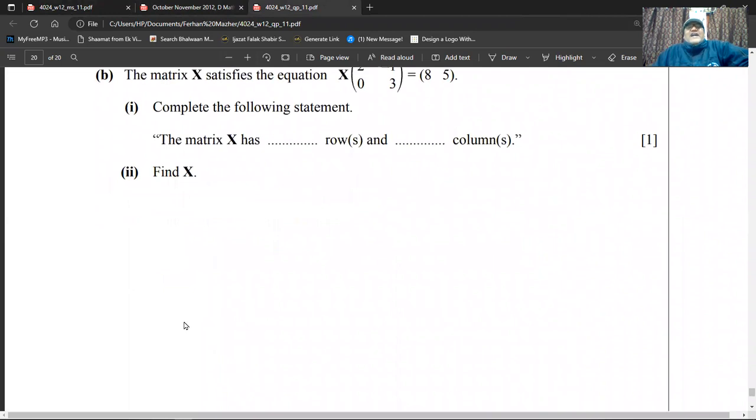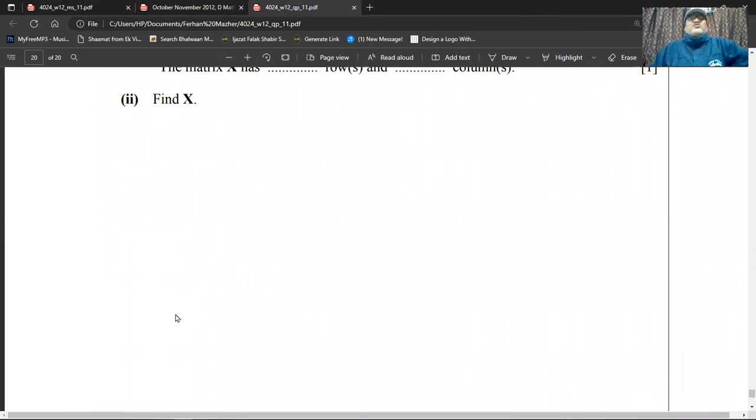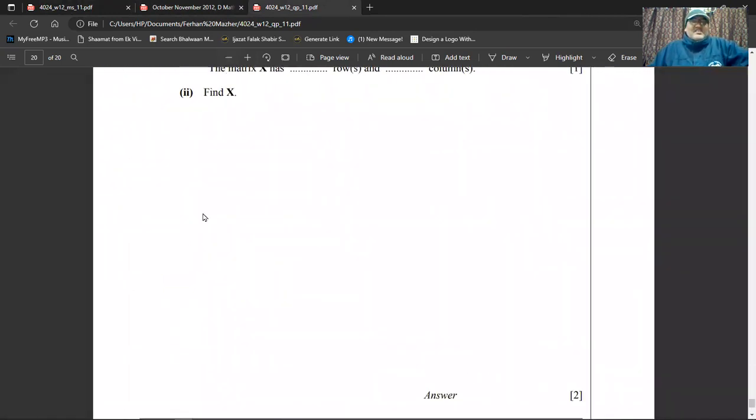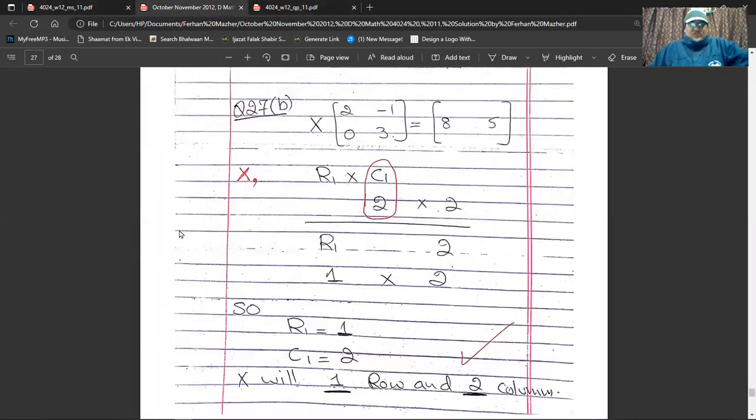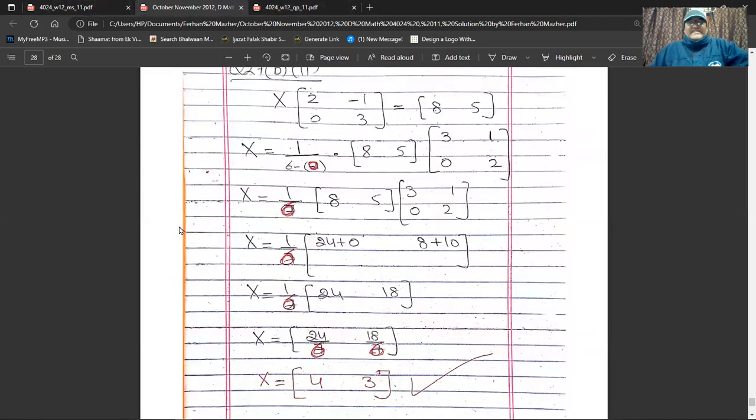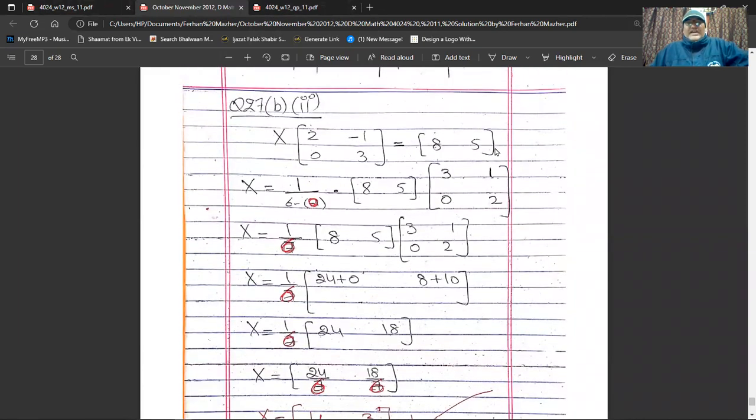Then he says find the X, and this is of how many marks? 2 marks. Find X. Okay, we can find X, no problem. So if you want to find X, this will go to the other side. When it goes to the other side, it will become its inverse. Because it's in the second position, its inverse will also be written in the second position on the other side. So how do you find its inverse? First of all, you find its determinant. So this will become 6 minus 0.